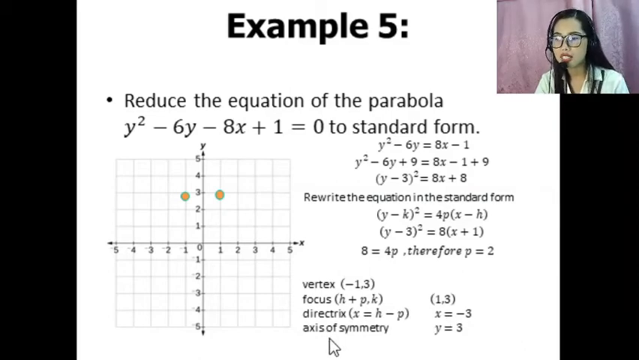Our axis of symmetry is at y = 3. Okay. I hope everything is clear with how to find the vertex, the focus, the directrix, and the axis of symmetry. Now, let's proceed to example number 6.